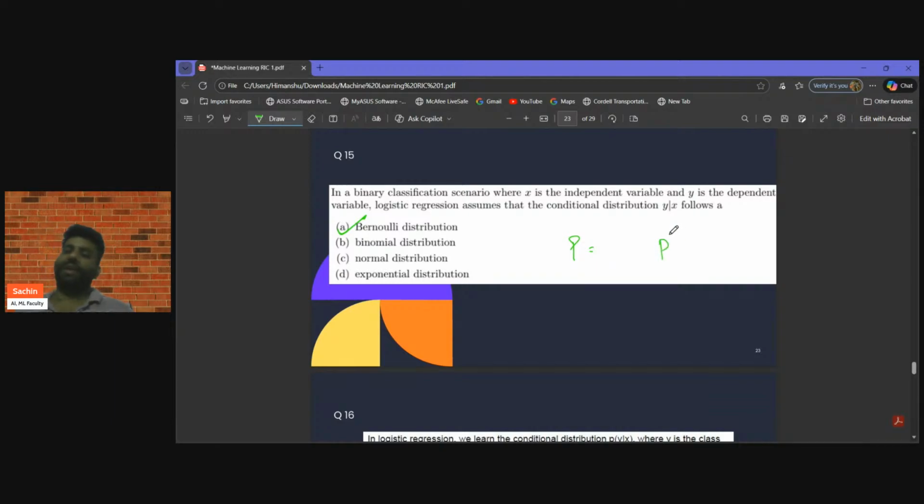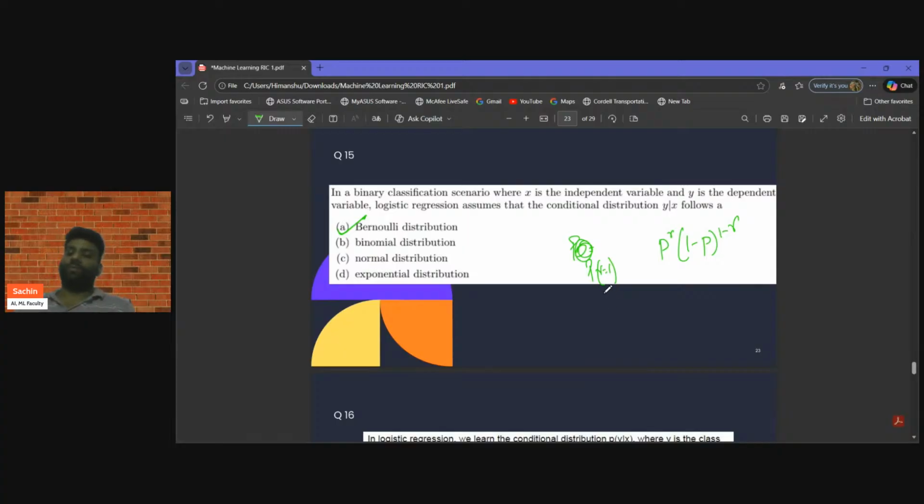Suppose I have a random variable R. The probability of R equals 1 is the probability of success, which is P, and the probability of failure is going to be 1 minus P. The way we write it is P to the power R, times 1 minus P to the power 1 minus R. If R equals 1, then 1 minus 1 is 0, so I'll be having P.